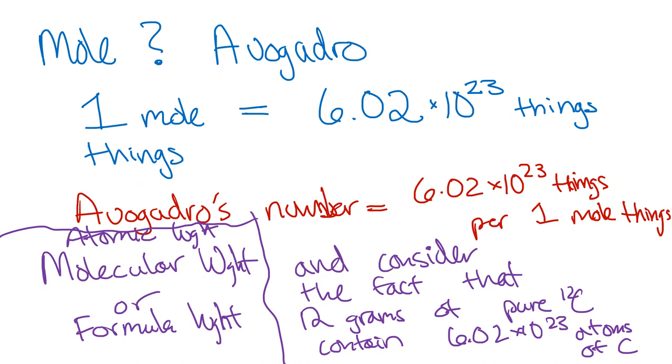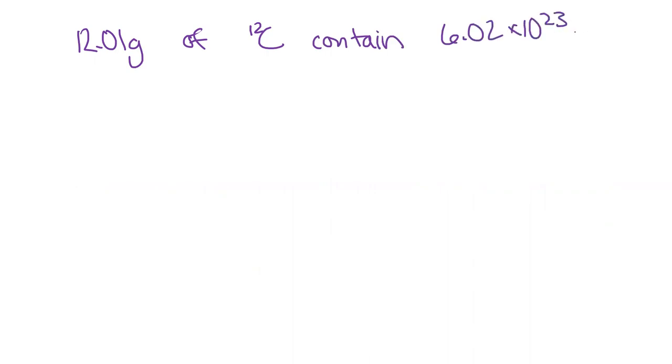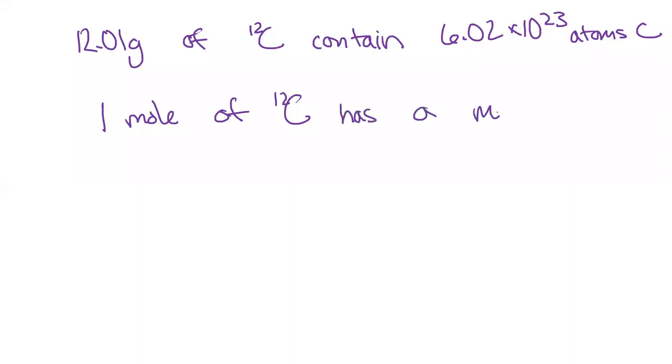Someone had the bright idea and said, what happened if we take 12.01 grams of pure carbon and count the number of particles? Well, that contains approximately 6.02 times 10 to the 23rd atoms of carbon. Okay. Which means if 12.01 grams of carbon 12 contain 6.02 times 10 to the 23rd atoms of carbon, then one mole of carbon 12 has a mass of 12.01 grams.